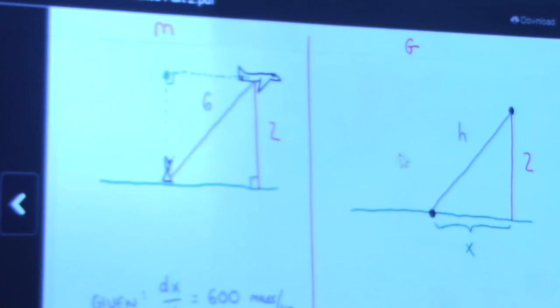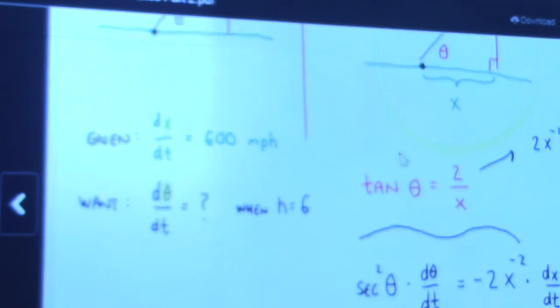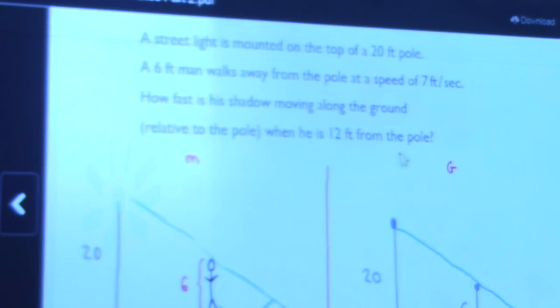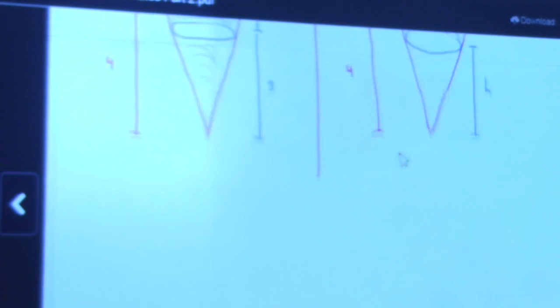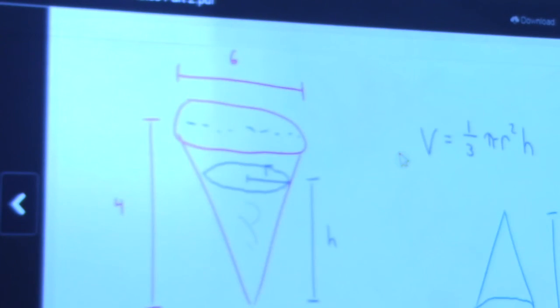Okay, here's a good one. Plane flying overhead. That's a good plane. Let's see. Pole. We did this one. Cone. So, I mean, a lot of these are things you already saw.